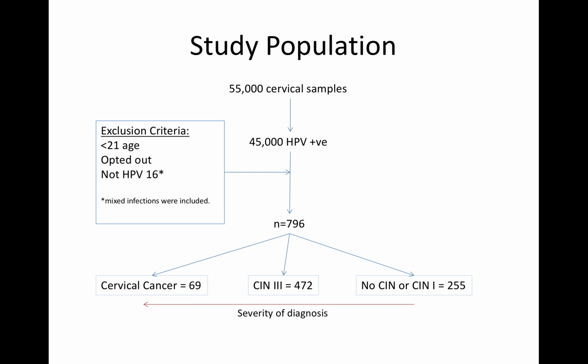The end number for this, after these exclusion criteria were applied, was 796, 69 of which had cancerous samples, 472 had high-grade but precancerous changes, and 255 had low-grade or no lesions within them and were deemed as controls.